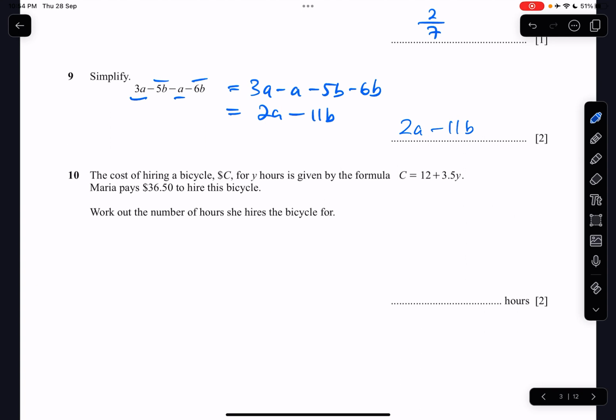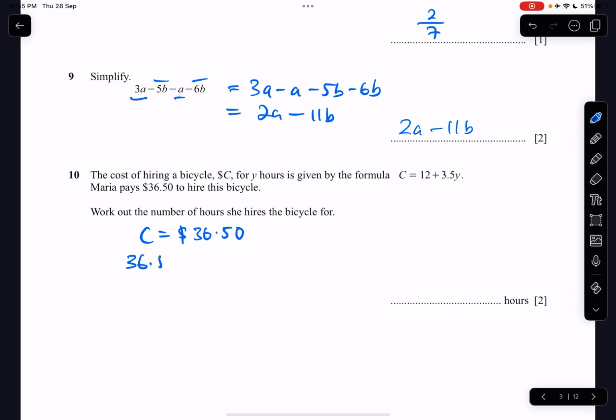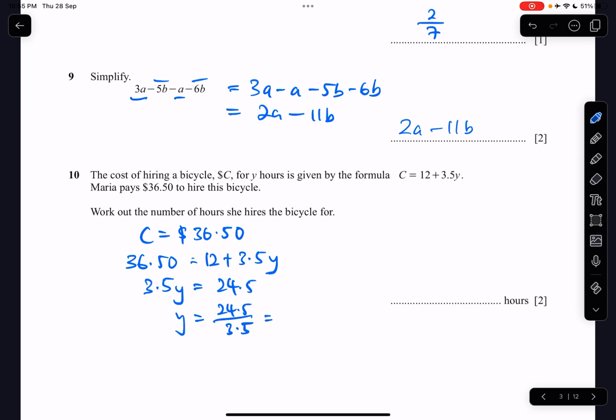Okay, so now we know that C is $36.50. If I substitute C back into the equation, I'll have 36.50 equals 12 plus 3.5y. Making y the subject, this will be 36.50 minus 12, and I'll have $24.50. Now divide by 3.5, and the answer is 7. So the answer will be 7 hours. Okay, great. Let's move on.